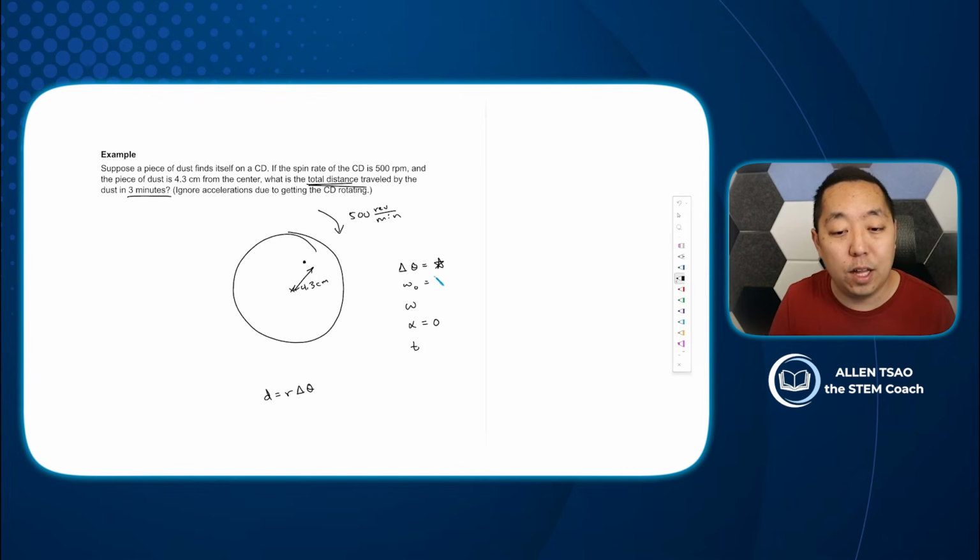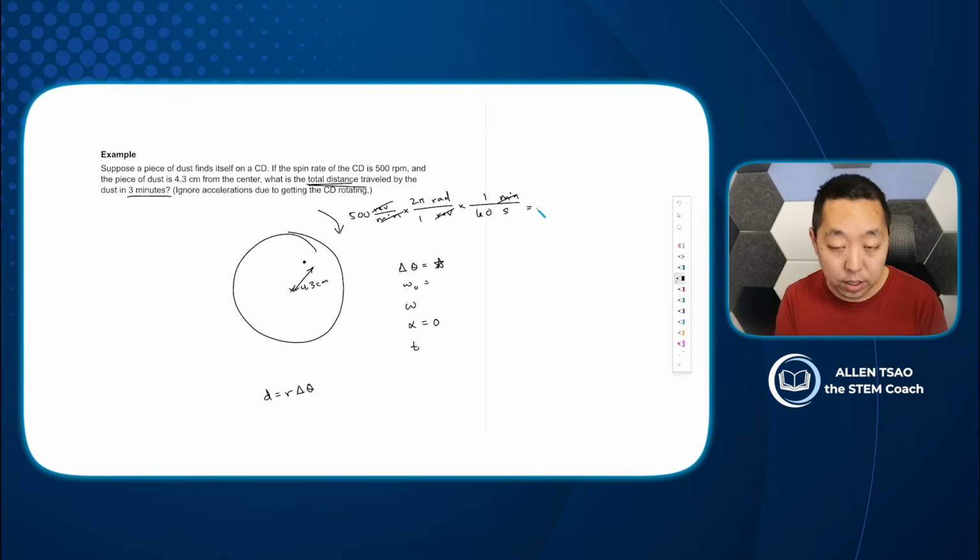The initial angular velocity, we have to convert into radians per second. So I want radians on the numerator and revolutions on the bottom, and that will cancel that. And I also want minutes on the numerator and seconds on the bottom, so the minutes will cancel. I know 2 pi radians is 1 revolution. I know 1 minute is 60 seconds. So then I can multiply those out. So 500 times 2 pi divided by 60 is going to be 52.36 radians per second.